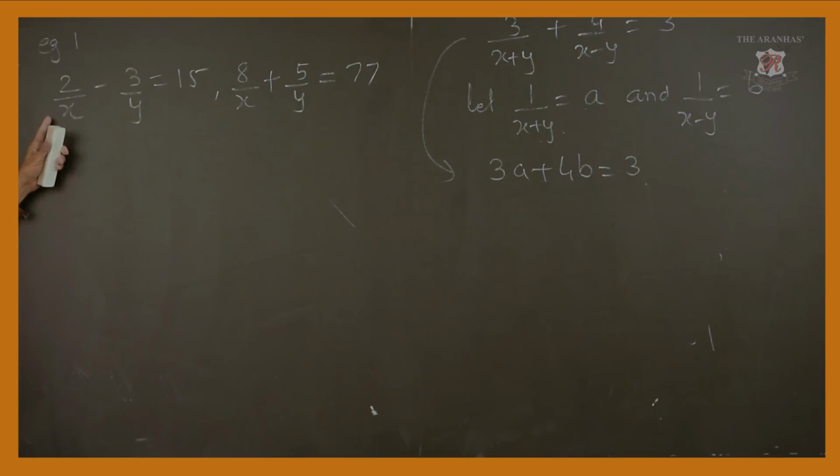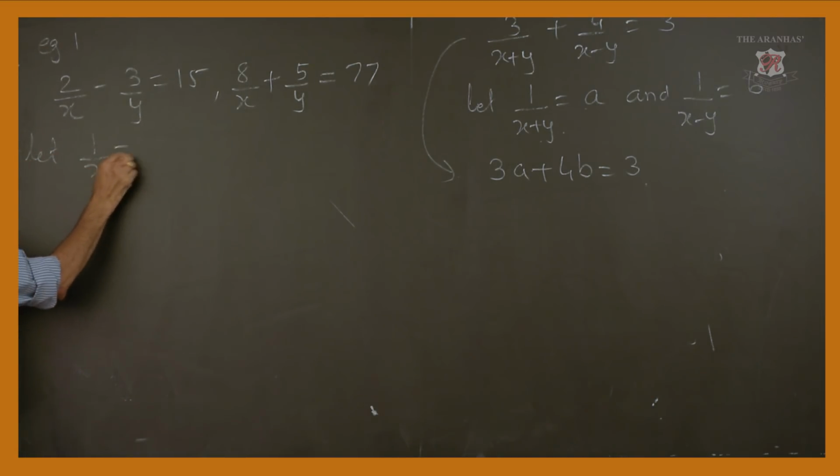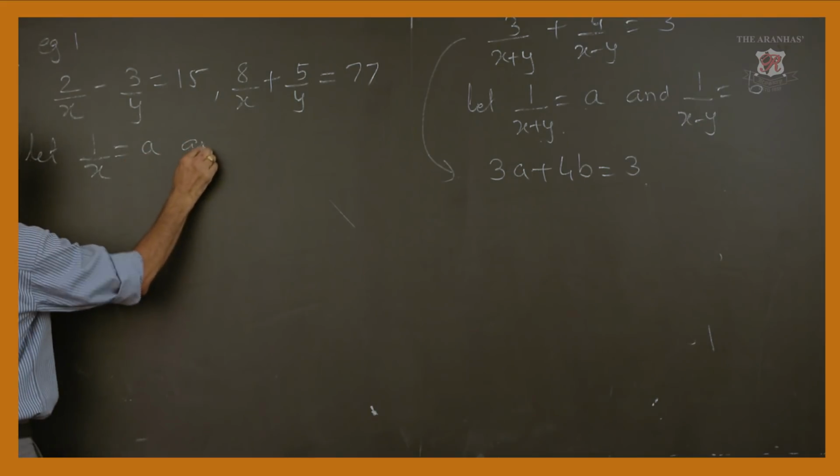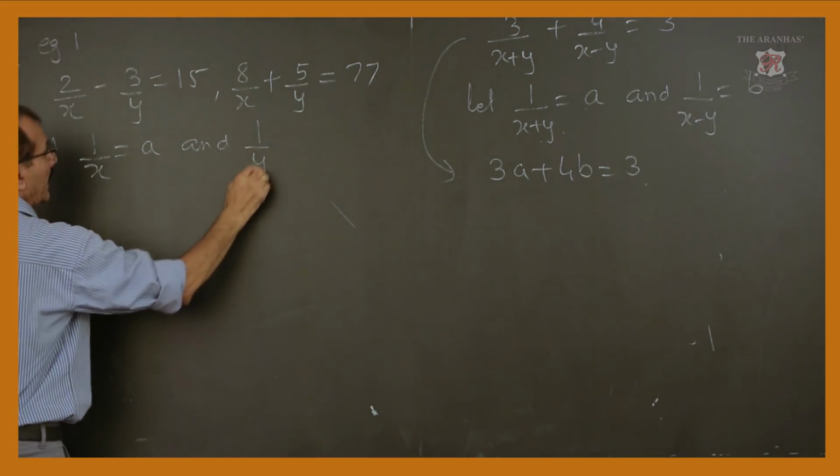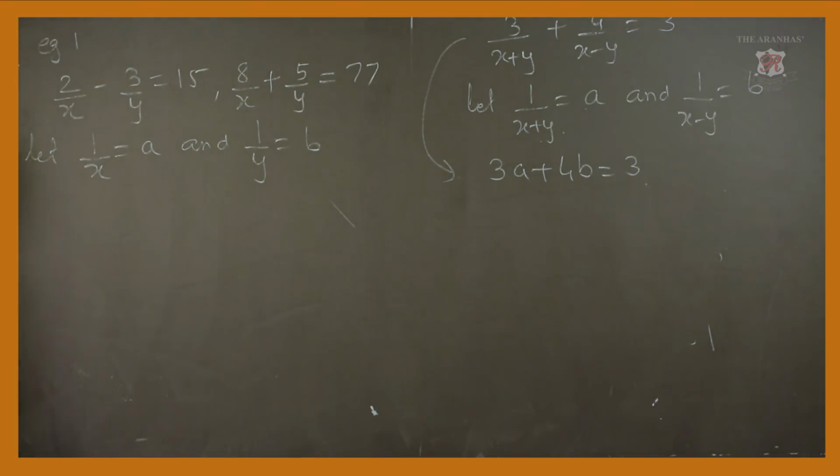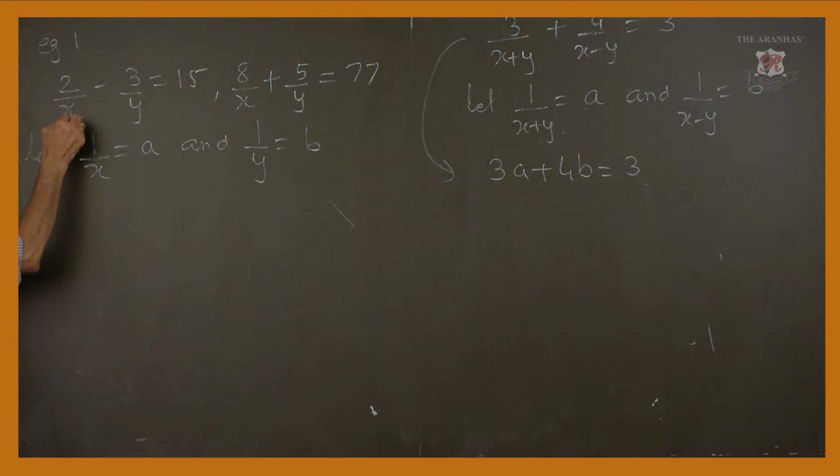Now here we have two equations. Again, 2 upon x. Whenever you find the variables in the denominator, it is not a linear equation. In such a case, you say let 1 upon x be equal to a and 1 upon y be equal to b. Now when you say 1 upon x is equal to a, how are these equations reduced to linear equations?